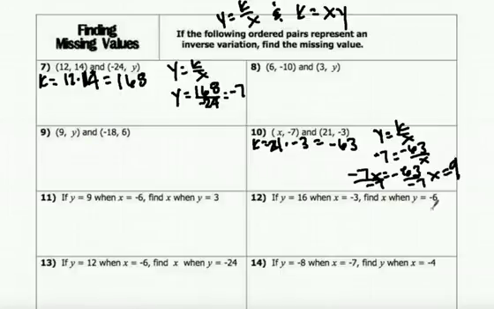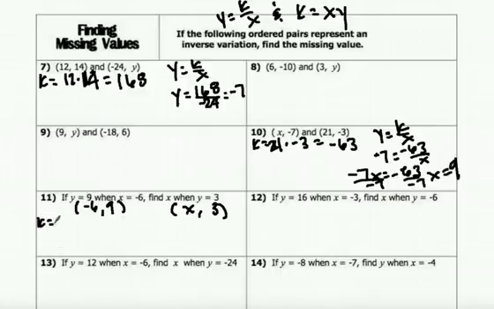On 11, 12, 13, and 14 at the bottom, these questions are exactly like 7 through 10 were. The only difference is I just need to rewrite them to where there are two sets of parentheses. So in 11 it says if y equals 9 when x equals negative 6, find x when y equals 3. So what I have here is two sets of parentheses, one where I have negative 6, 9, and one where I have x, 3. I went with negative 6, 9 because x was negative 6 and y was 9, and I need to always use x and then y.